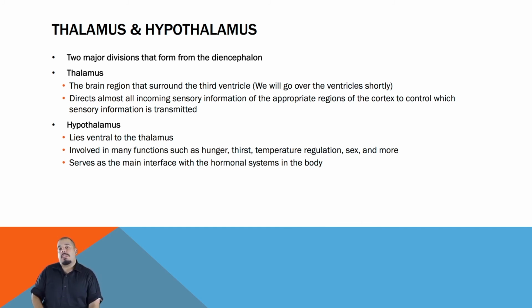The hypothalamus lies directly below the thalamus and is rather small. However, it plays a large role in many vital functions such as hunger, thirst, temperature regulation, sex, and many more. It also controls the pituitary gland and serves as the brain's main interface with the hormonal systems of the body. We will be talking about the hypothalamus quite a bit in this course.